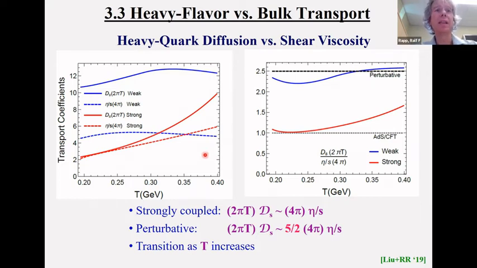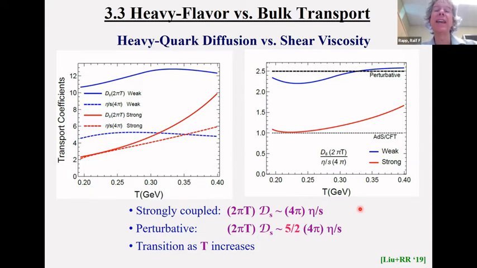Now, one thing that is not obvious is what you really call strongly coupled and what is more weakly coupled. For example, is an eta over s of 4 times the lower bound strongly or weakly coupled? It's not an obvious question. However, what we suggested some years ago is that you can look at the ratio of these two transport coefficients. In the perturbative calculation, that ratio would be 5/2, while in the strongly coupled limit, where they are at their quantum bound, that ratio is 1.